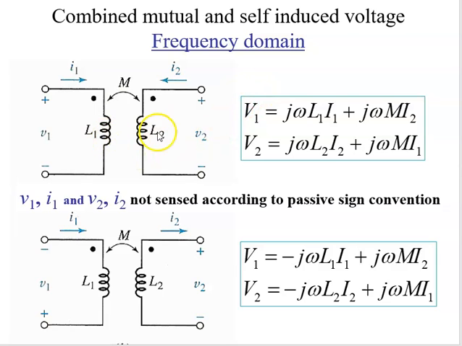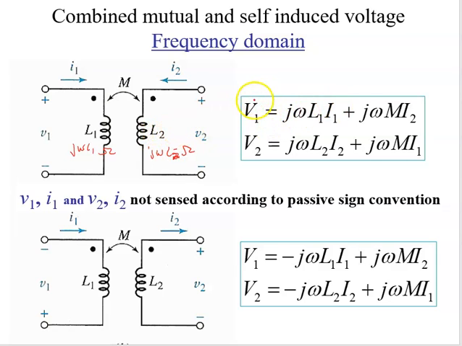So in frequency domain, these inductors, their impedance depends upon the frequency. So we can call this inductor L1. We can consider this impedance to be jωL1 ohms instead of L1 henries. And here we have jωL2 ohms instead of L2 henries.